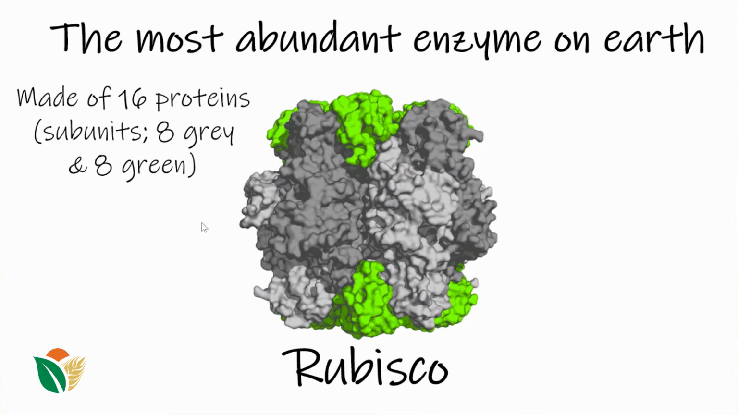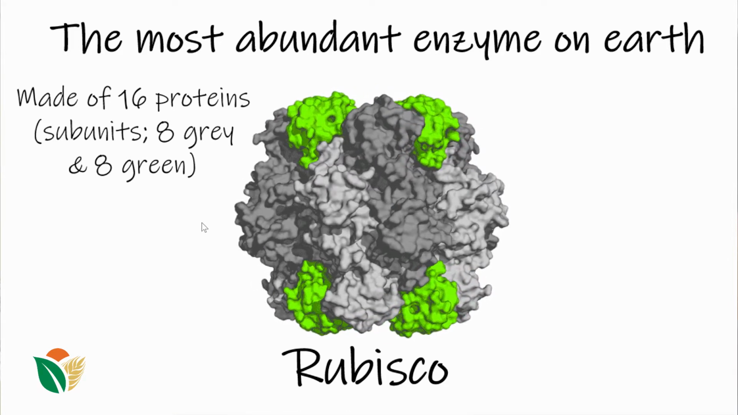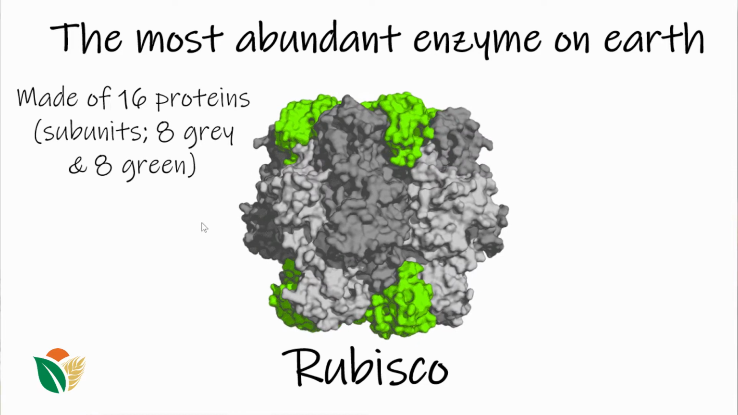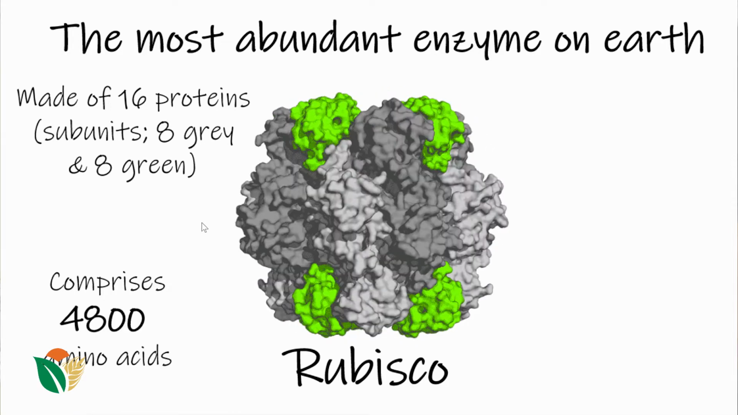So we have subunits, 8 of which are grey here so you can see the difference, and then we've got green subunits at the top and the bottom. So together these 16 proteins actually constitute 4,800 amino acids to make up this enzyme called Rubisco. Now, as indicated, this is the most abundant enzyme in the world, and for us it's also the most important.